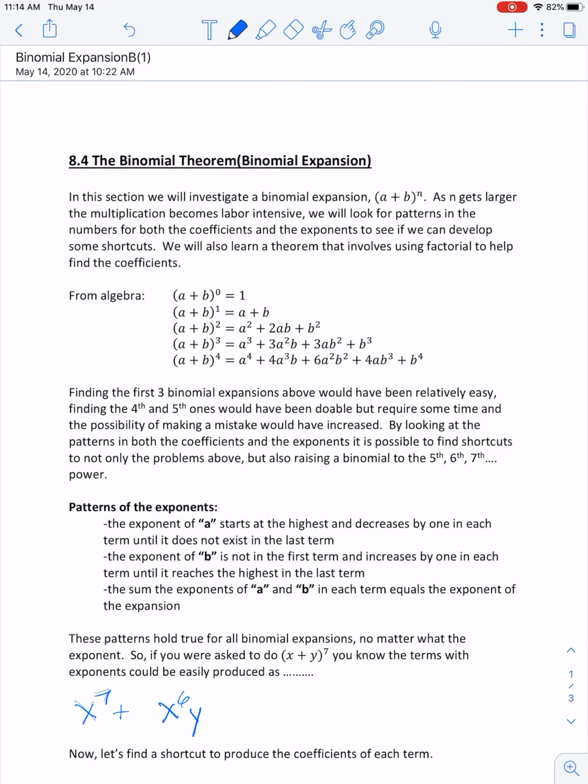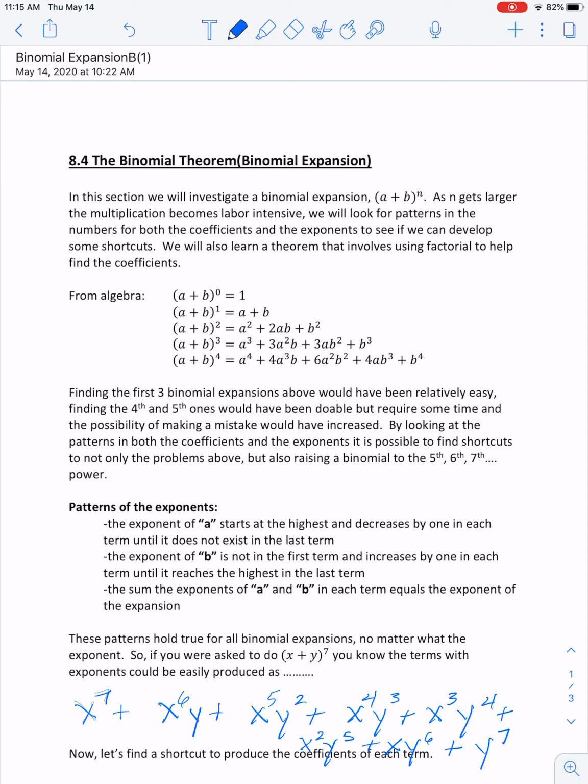And then there's going to be a y. The next term is going to be an x to the 5th and a y squared. The next term is going to be an x to the 4th and a y cubed. Next term is going to be x to the 3rd and a y to the 4th. It'll keep going, and I'm going to run out of room here, but you get the idea. The next term would be x squared and y to the 5th. The next term would just be x and y to the 6th, until you get to the very last term, which is just y to the 7th.